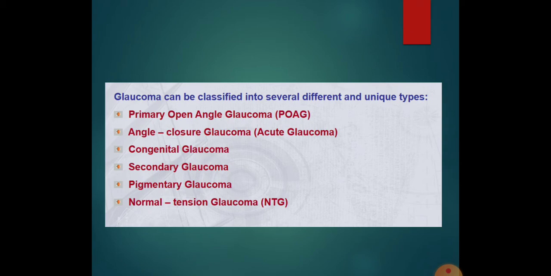While introducing, I mentioned that glaucoma can be classified into many types, and we are primarily focusing on primary open angle and angle closure glaucoma. So we will concentrate on these two, skipping the other part, which is probably part of postgraduate discussion in the specialization. If somebody is doing postgraduate in eye, they will have to go through congenital glaucoma, secondary glaucoma, pigmentary glaucoma, and normal tension glaucoma.